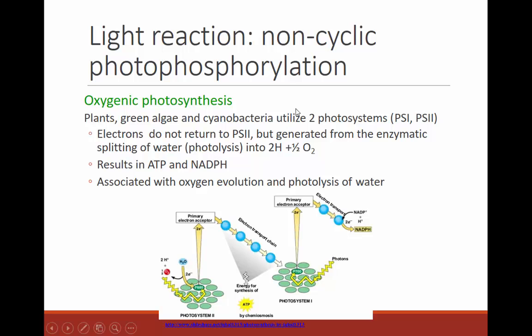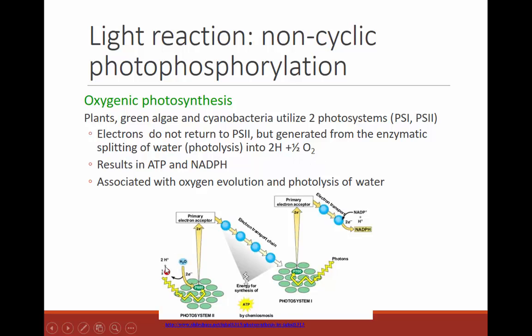Then the non-cyclic bit. This is the oxygenic photosynthesis, where you get the production of oxygen. This happens in plants, green algae and cyanobacteria, and you've got the two photosystems, photosystem 2 and photosystem 1. So we're just talking about what happens. You have water coming in, but the water is split into 2 hydrogen and half an O2.